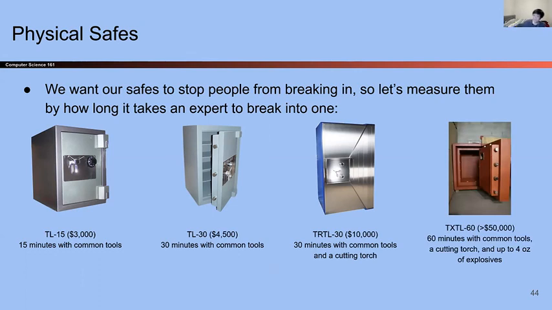And finally, this is TXTL. This is 60 minutes for an expert with a cutting torch, tools, and 4 ounces of explosives. And the number that I'm going to draw your attention to are these prices here. You'll notice the TL15 safe is $3,000. And this TXTL 60 safe is $50,000. And what you might notice is that this one is more expensive. And this points us to the idea of security is economics.